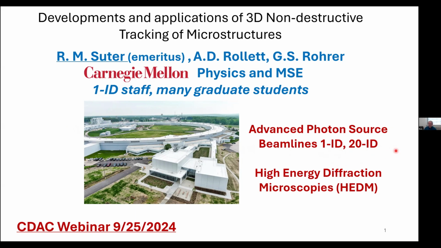Once commissioned, we expect to be using the 20 ID beam line, which is the long beam line that goes outside of the storage ring building and houses the high energy X-ray microscope. We also have another HEDM instrument further upstream on the same beam line. I also have to thank the staff at Sector 1 who have been incredibly helpful over the years, and quite a few graduate students.